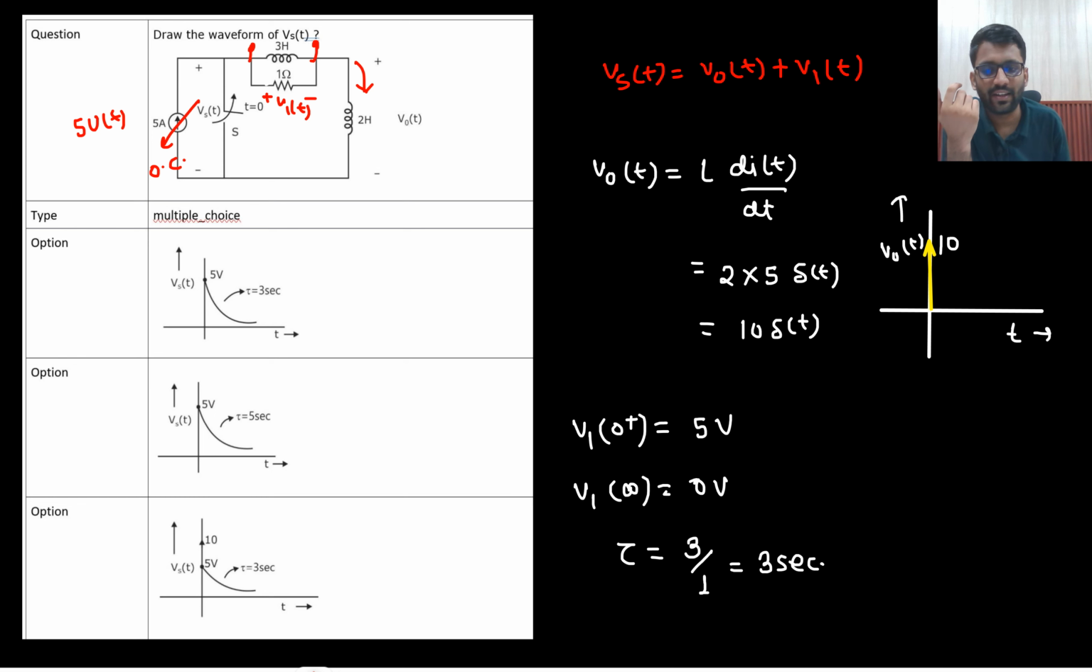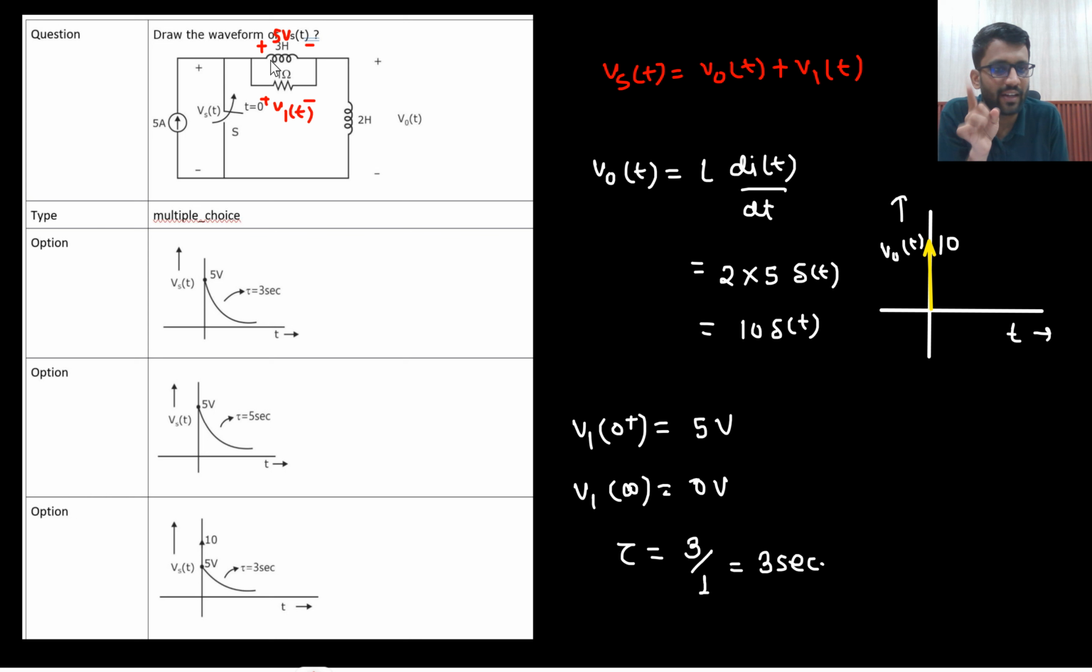Also, there are other ways to understand it. I will just give the intuition. Basically this is your V1 t. Initially the complete current is flowing through this resistance. That means it will develop some voltage. What voltage will it develop? 5 volt is developed here.